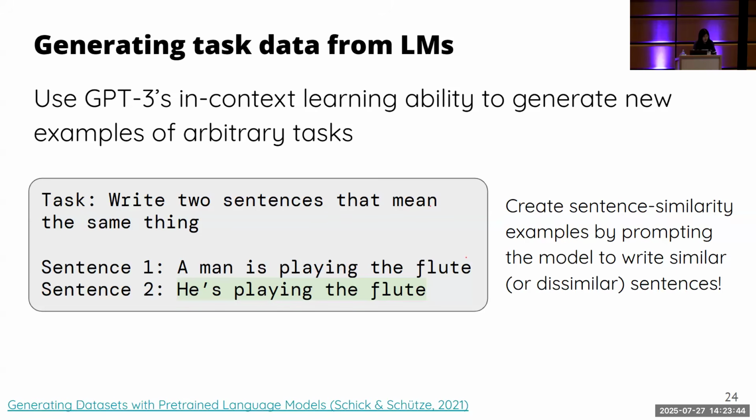So one of the first papers that I can think of to use general language models to produce task-specific data came in 2021 from Timo Schick, where they focused specifically on the sentence similarity task. So if you remember, this task is essentially given a pair of sentences to classify them as either similar or dissimilar. And they show that you can create new examples of this task by simply prompting the model to write similar or dissimilar pairs of examples.